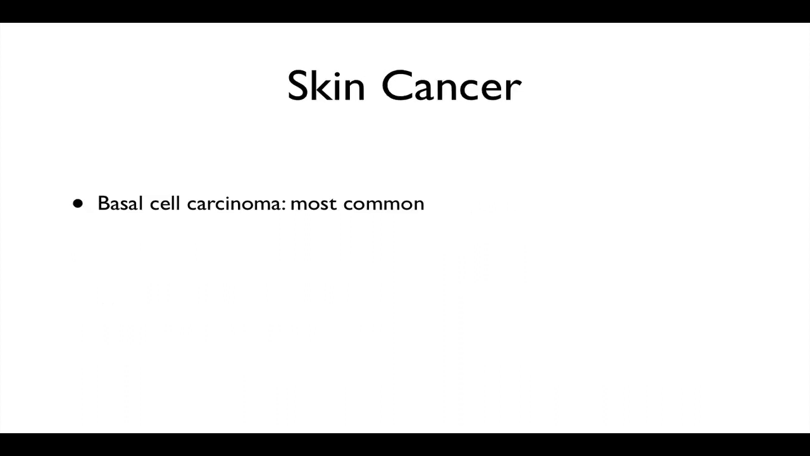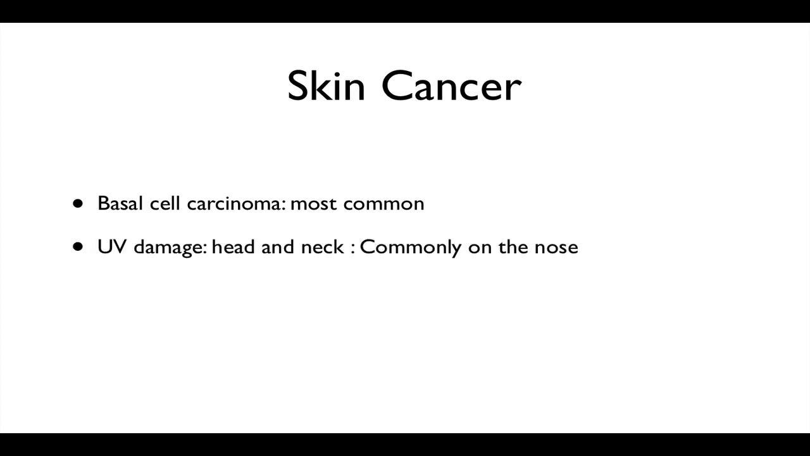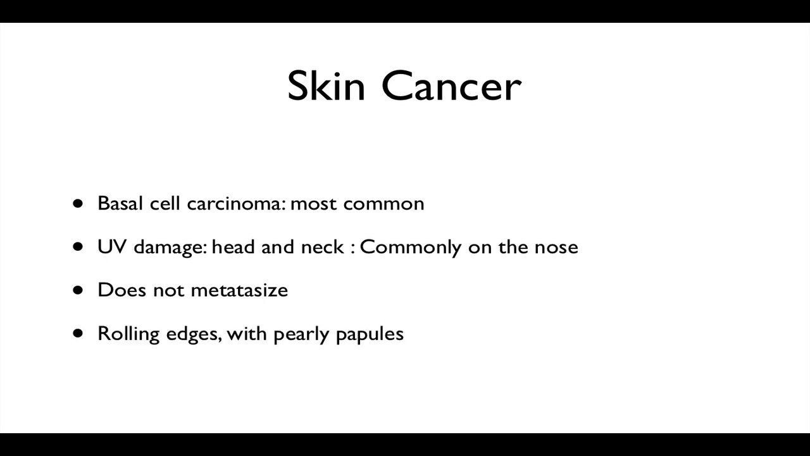So skin cancer, the most common type is the basal cell carcinoma. UV damage is going to be a risk factor for all skin cancers, and this is mainly affecting the head and neck. It's most commonly seen on the nose, and that's where it's called the rodent ulcer. It doesn't have a tendency to metastasize, and it's described as having rolling edges with pearly papules, and then telangiectasia is formed on the top of it, and they can bleed. The reality of all of these basal cell and squamous cell carcinomas is it's very difficult to tell the difference clinically. You just know that they need to all be cut out and examined.